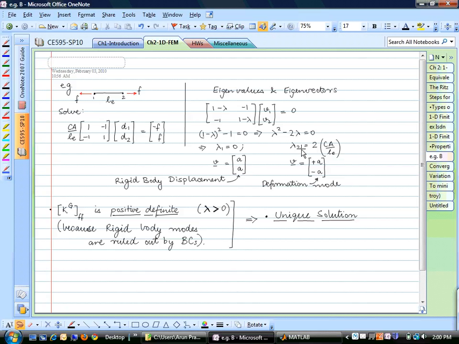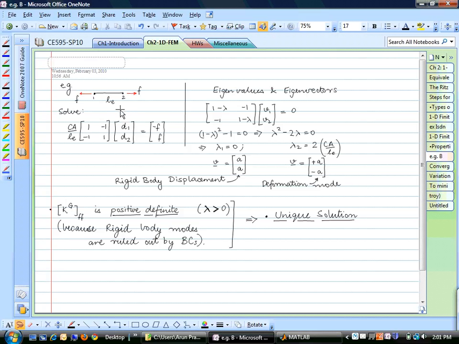And the other eigenvalue that we have will be lambda equals 2, and you can actually multiply the factor that was up front. The eigenvector corresponding to this mode is plus A and minus A. So what does that mean? If I give a plus A to this side and minus A to this side, I'm trying to compress this element. So this is a pure deformational mode. So the eigenvectors corresponding to the non-zero or positive eigenvalues are deformational modes.